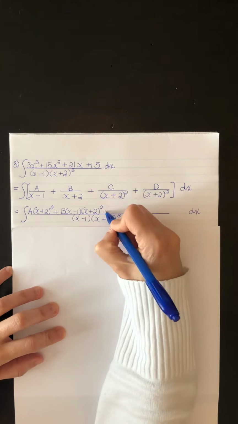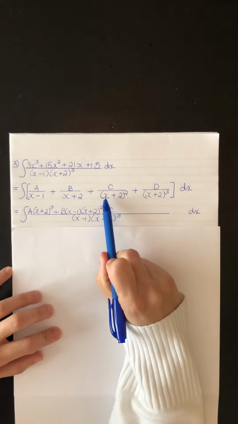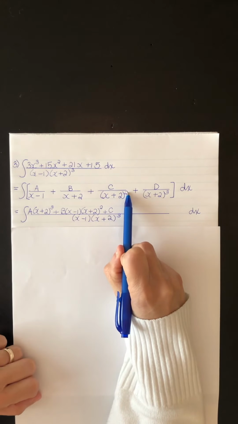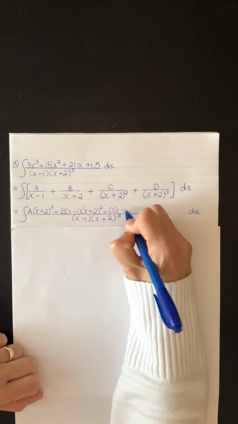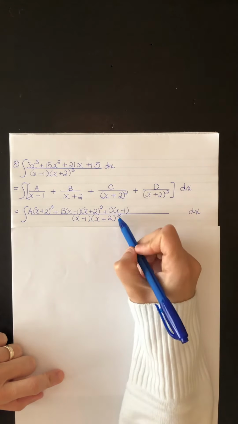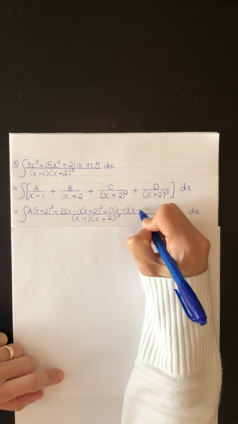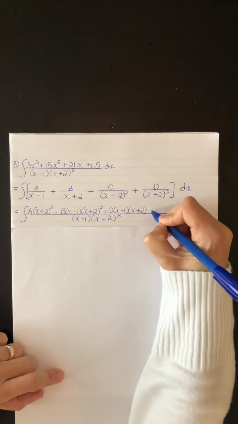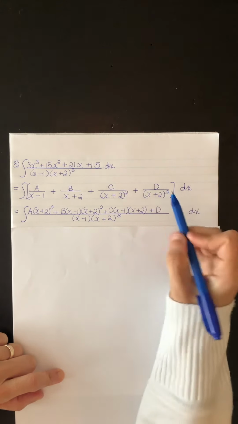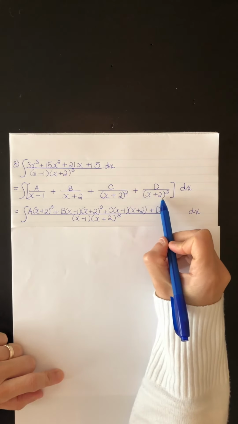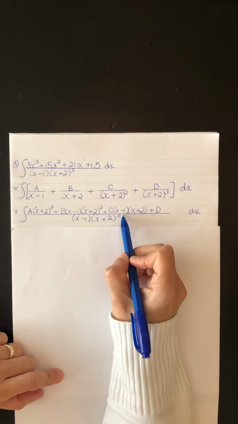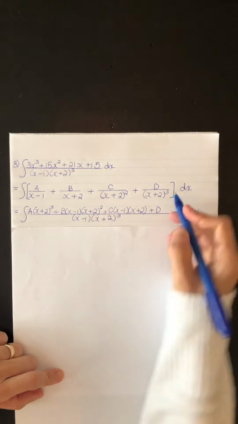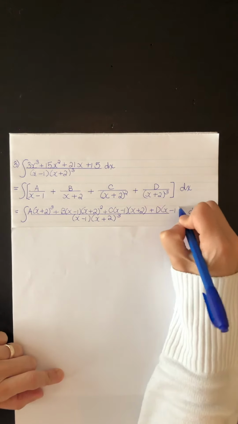On to C. C has x plus 2 all squared. So it requires multiplication by x minus 1 and 1 x plus 2. Lastly, D. With a denominator already of x plus 2 all cubed, we are missing only x minus 1 here.